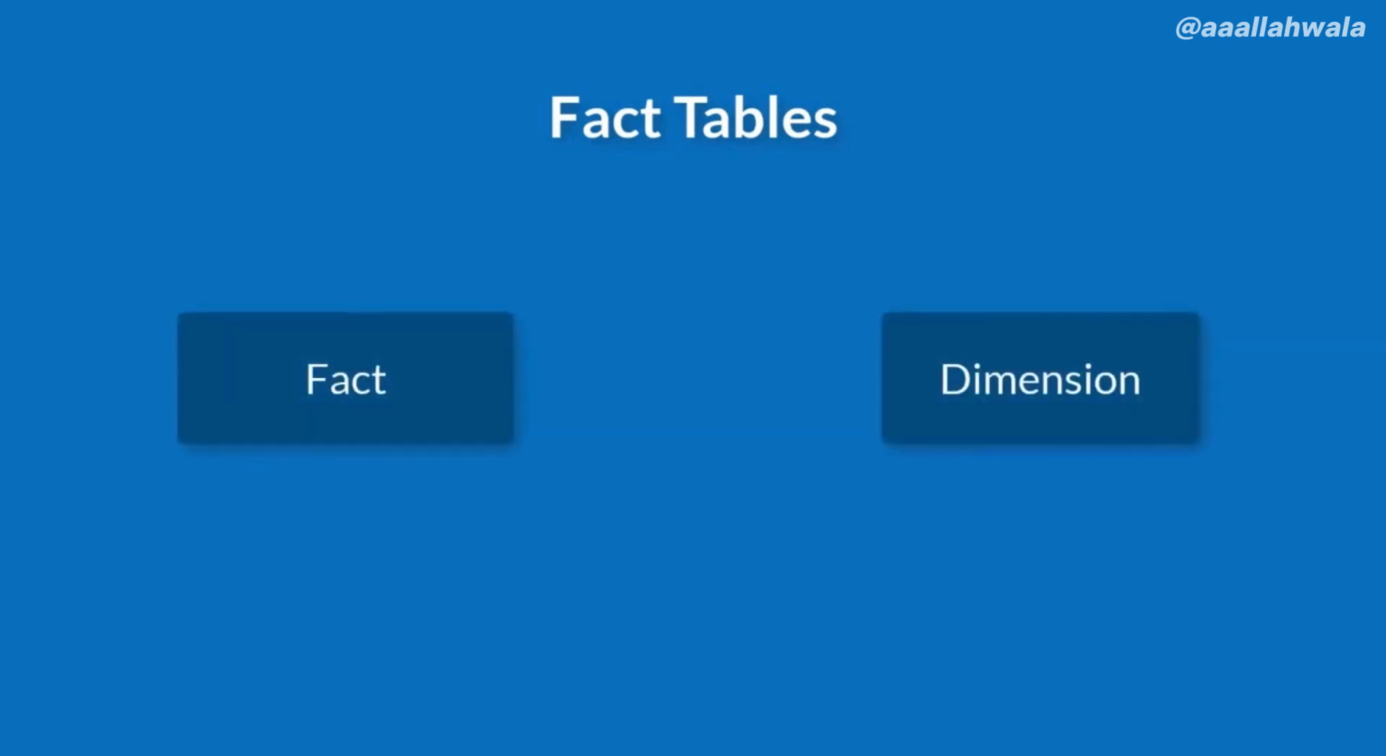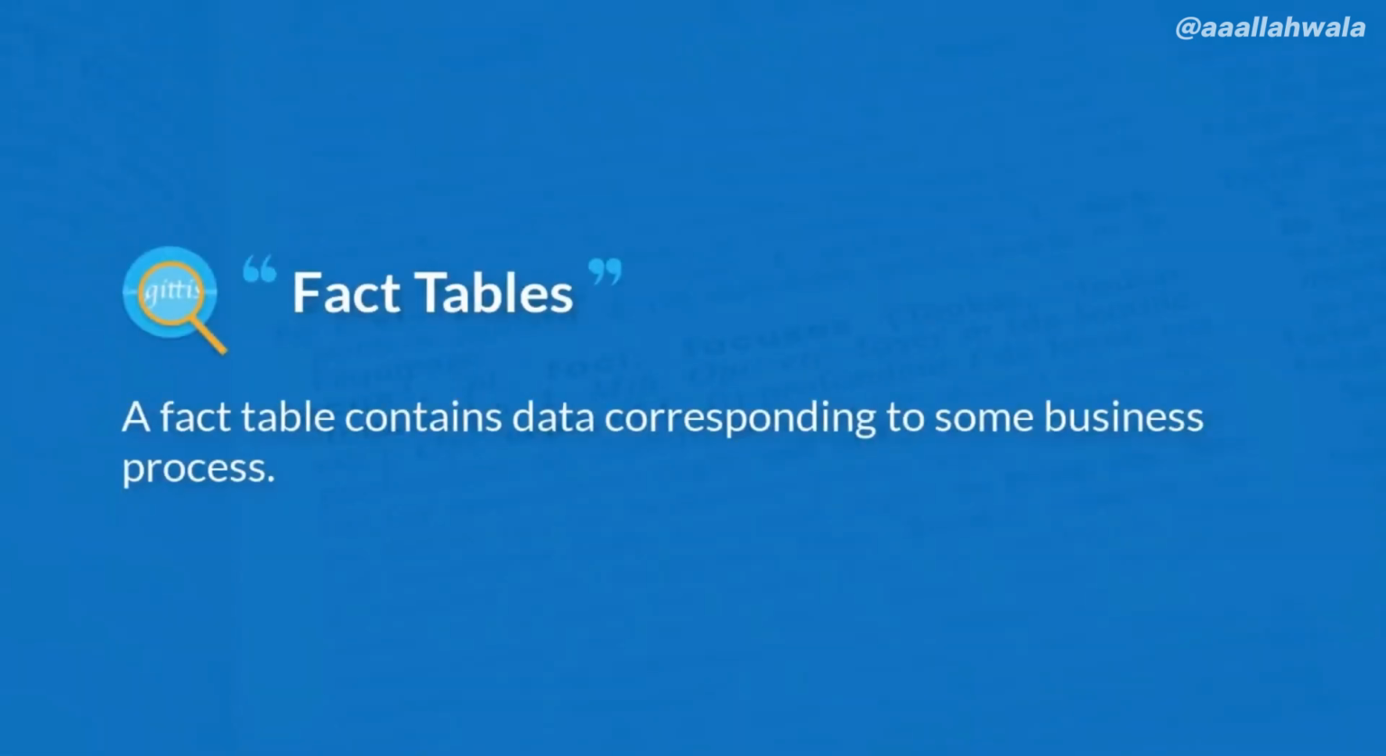There are many different ways of classifying database tables into types. One of the most common involves describing each table as either a fact table or a dimension table. A fact table contains data corresponding to some business process. For example, in a retail company, sales or purchases could typically be described using a fact table.